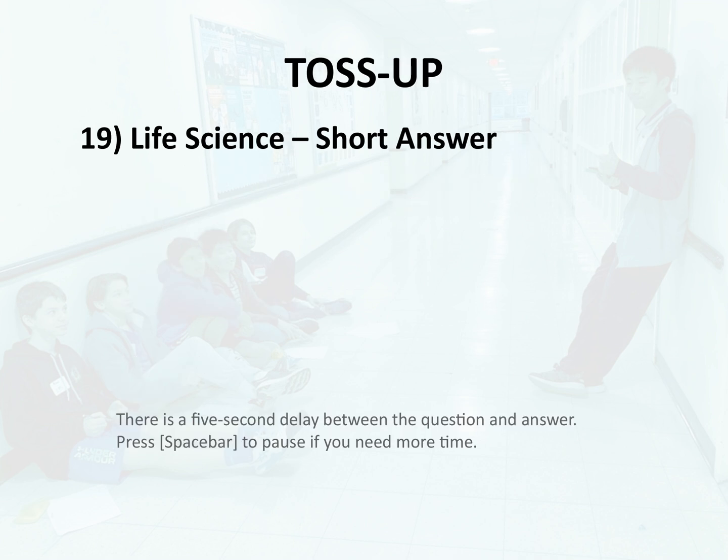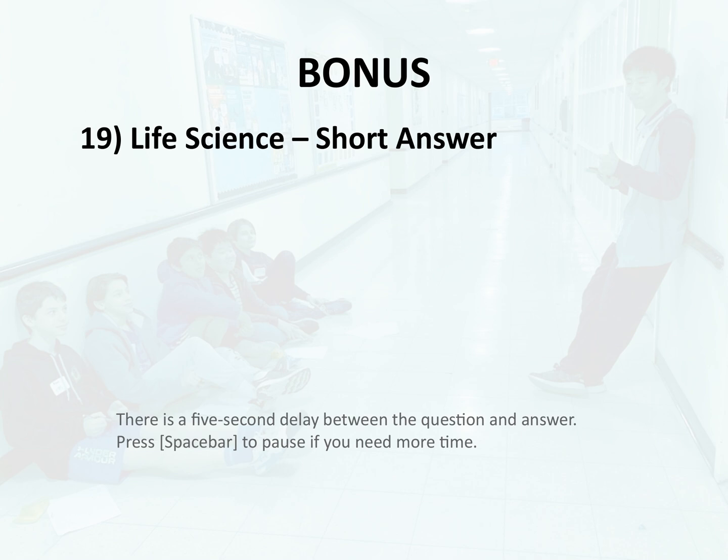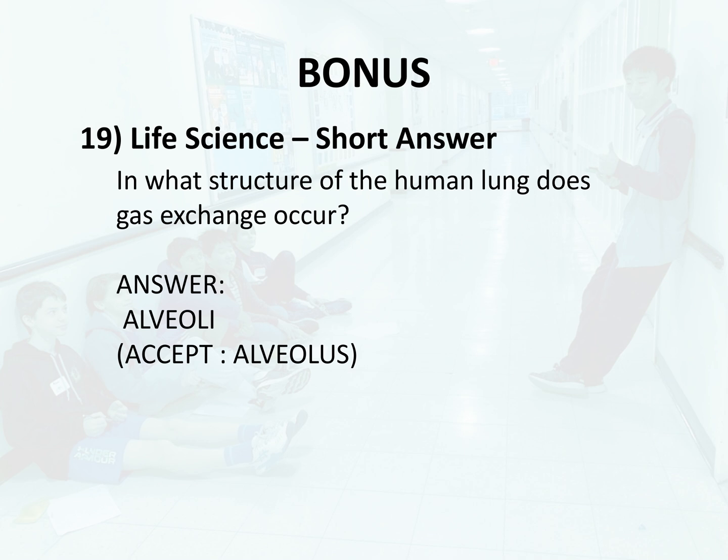Toss-up 19. Life science, short answer. What type of microscope did van Leeuwenhoek use when first observing cells? Answer: Light microscope. Bonus 19. Life science, short answer. In what structure of the human lung does gas exchange occur? Answer: Alveoli.